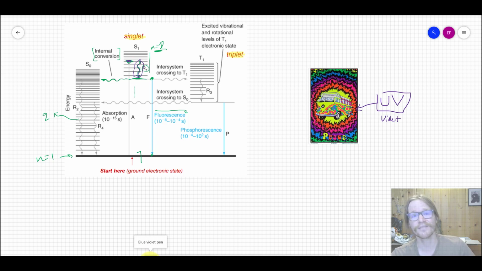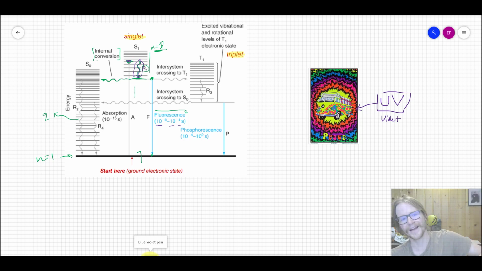Fluorescence occurs on a really fast time scale. So from the moment that a photon is absorbed, another photon is re-emitted anywhere from about 10 nanoseconds up to about 0.1 milliseconds. So a really pretty rapid process.